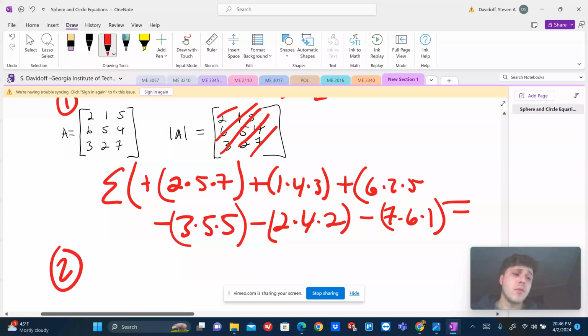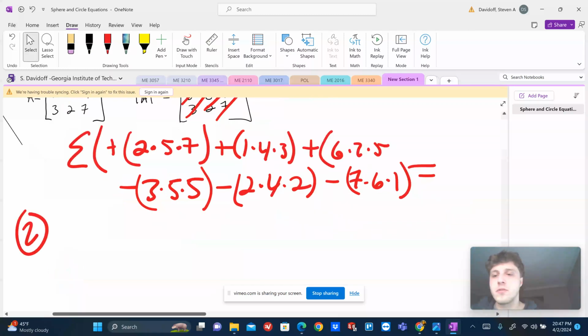Method number 2. This is my favorite method. This is the one I prefer. It's just I had to show you the way I was taught because I just felt like it was necessary. But anyway, the way that I prefer to go through this is simply I have to draw the matrix, of course.